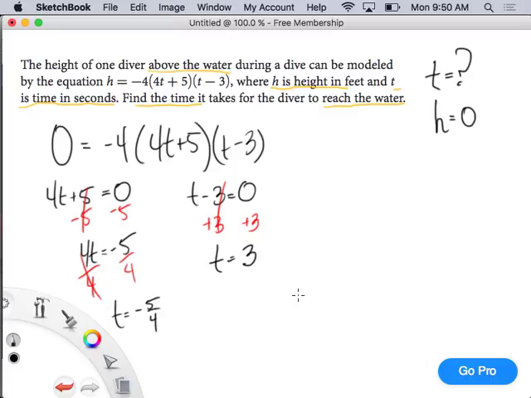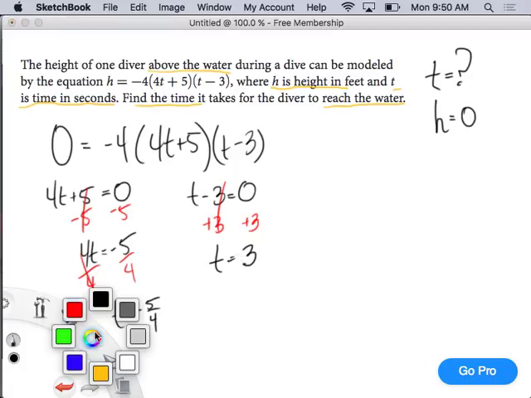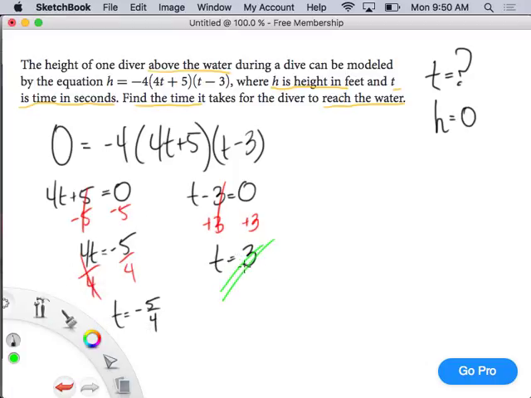Cool? You guys got that? You see how that was the solution to a real world problem? T equals 3. That's it. All right. You guys got that?